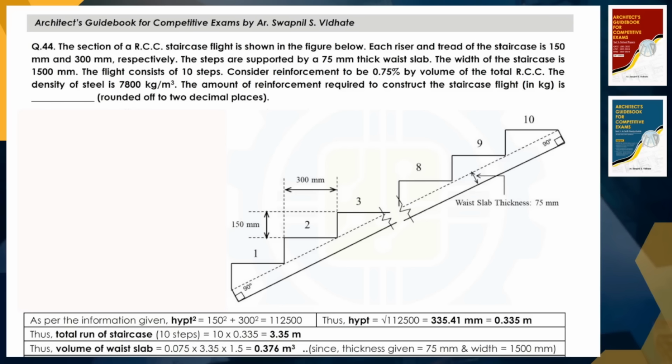Now again the similar thing we will do, we will multiply this by the width of the particular flight, right? So the volume of waist slab will be 0.075, because the slab thickness is 75 mm. We will convert it to meter, so it will be 0.075 multiplied by 3.35, that is the total run, multiplied by 1.5, which is the width of the flight. So that multiplication will give us the figure, that is 0.376 meter cube. This is the volume of waist slab, right?